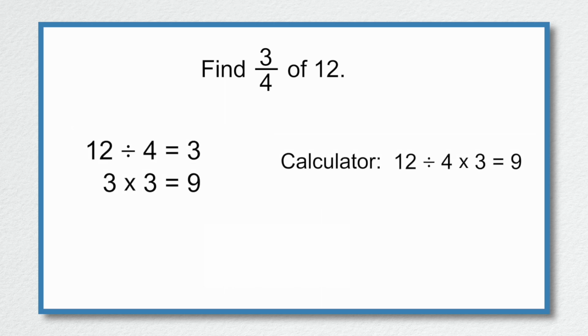Now, in the last video, I looked at finding fractions of amounts, and I looked at this example of finding 3/4 of 12. And what we did was we would divide by the denominator, so we have 12 divided by 4 is equal to 3, then multiply by the numerator. 3 multiplied by 3 is equal to 9.